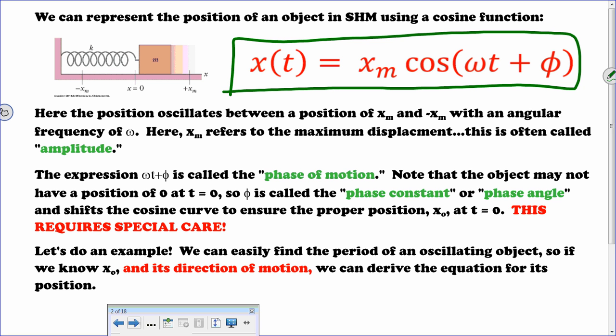So your position at a given time is equal to your maximum position times this cosine mess. What's the biggest value that cosine can attain? 1. And what's the smallest it can attain? -1. So this is a way of forcing your position to oscillate between positive xm and negative xm. Does that make sense?